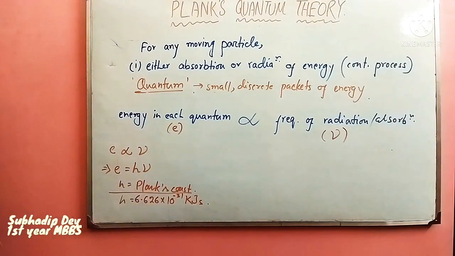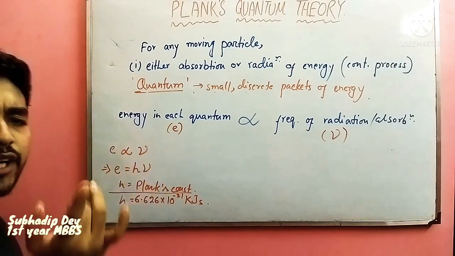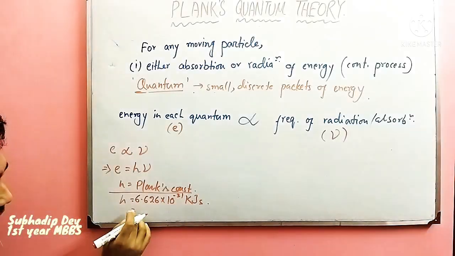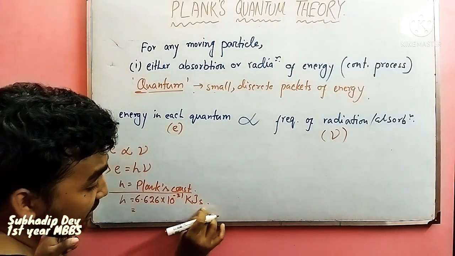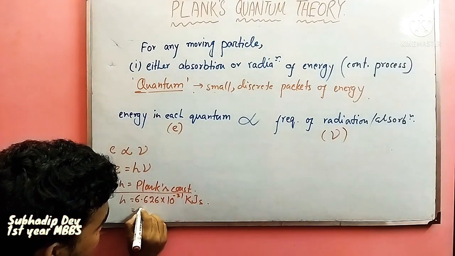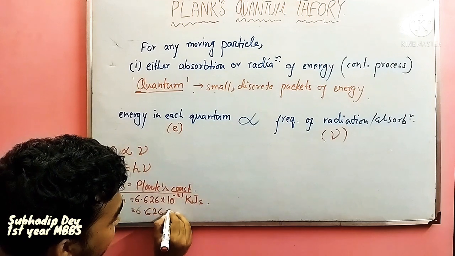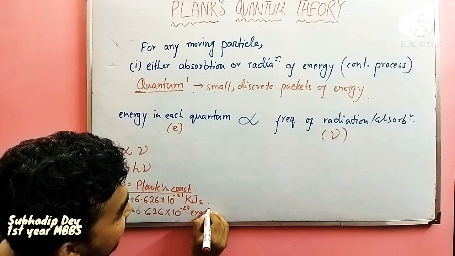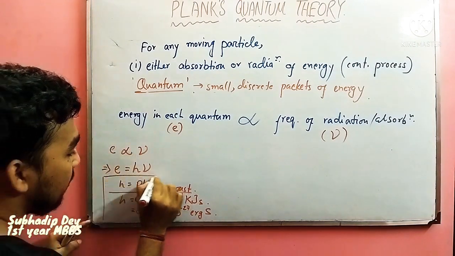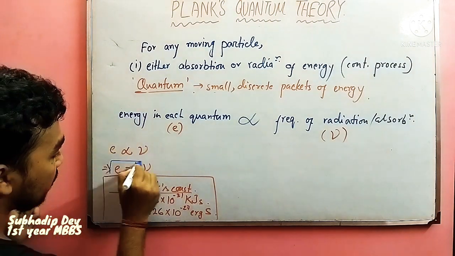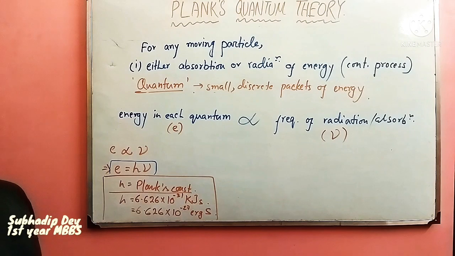So here we get Planck's constant and the relation E equal to h nu, where h is Planck's constant. Remember the unit kilojoule second. This is the value in SI units, and in CGS it will be 6.626 into 10 to the power minus 27 erg second. So this is Planck's constant and here is the relation. Remember this for numerical purposes.